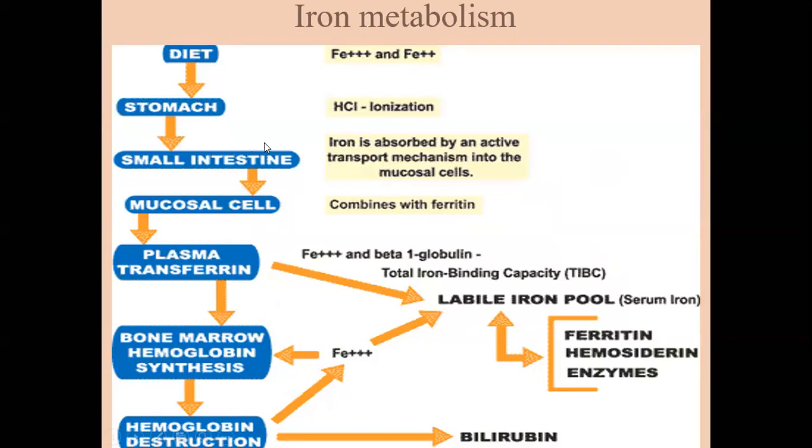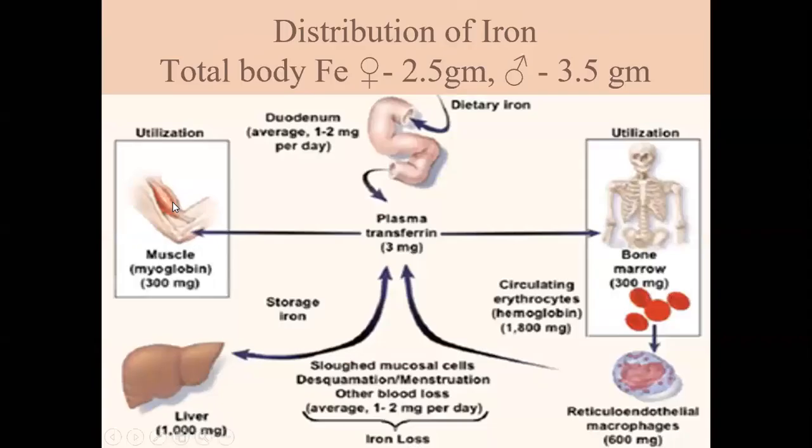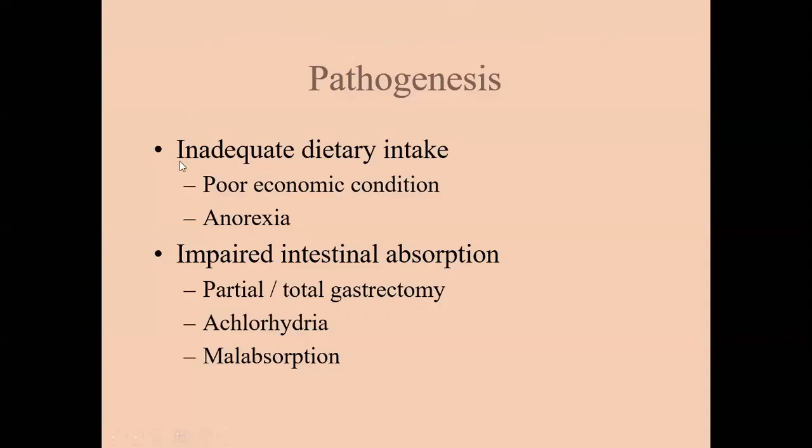Second, what do you need? Stomach, small intestine, all that is needed. Impaired intestinal absorption, and also partial or total stomach being removed, half or full. Then achlorhydria. We need hydrochloric acid for ionization. Malabsorption: in the GI path, you will be reading about malabsorption syndromes. There is pathology in the mucosa, so the absorption will not occur properly. We call it malabsorption syndrome. So remember in this way, first diet, then second is absorption.